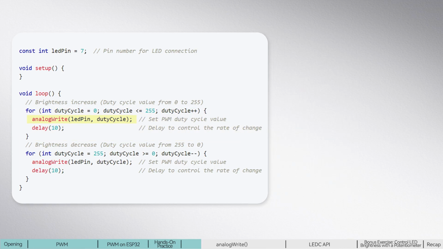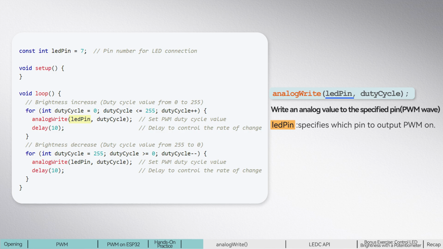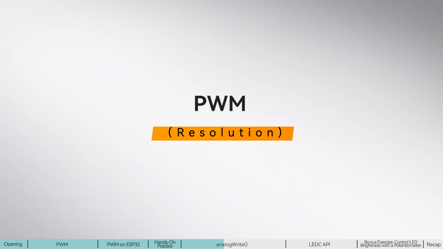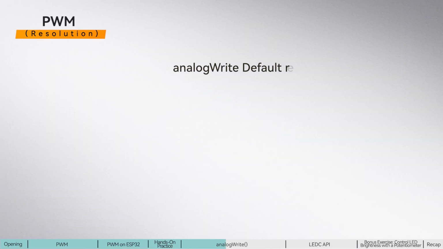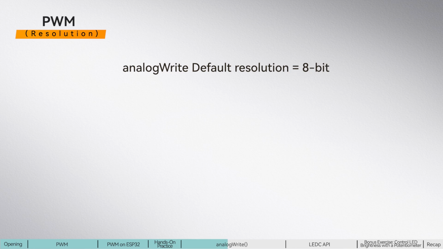The analogWrite function takes two parameters. The first parameter, LED pin, specifies which pin to output PWM on. The second parameter, duty cycle, sets the PWM duty cycle. Here is a key point. Earlier, we described duty cycle as a percentage from 0% to 100%, but in code, we pass an integer from 0 to 255. This is because the program uses a specific integer range to represent 0 to 100% duty cycle. The size of this range depends on the PWM resolution. Arduino's analogWrite function uses an 8-bit resolution by default.